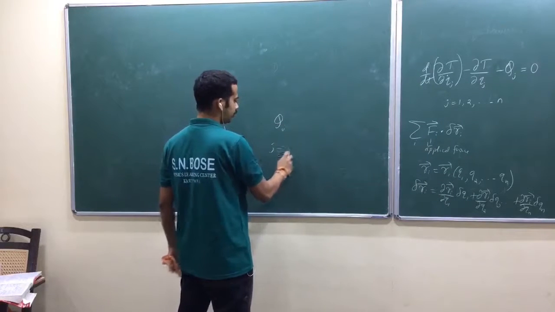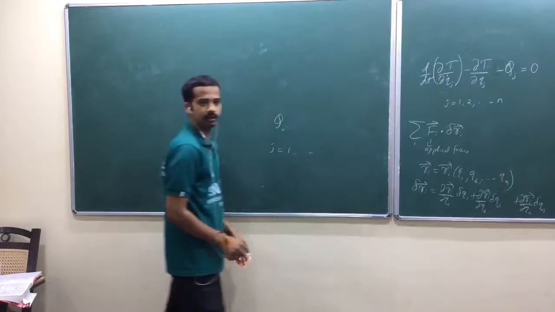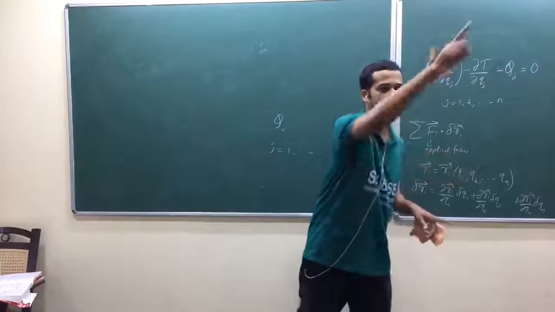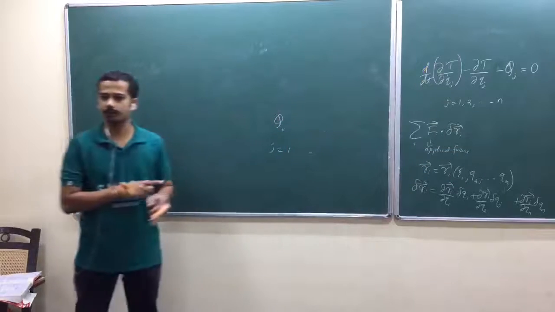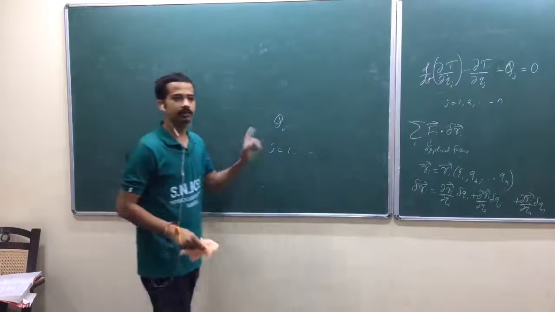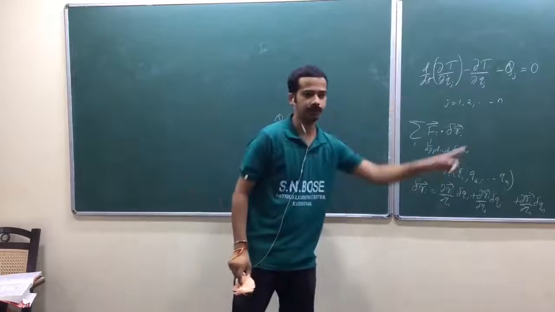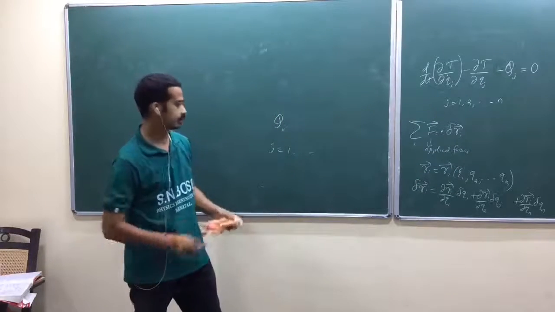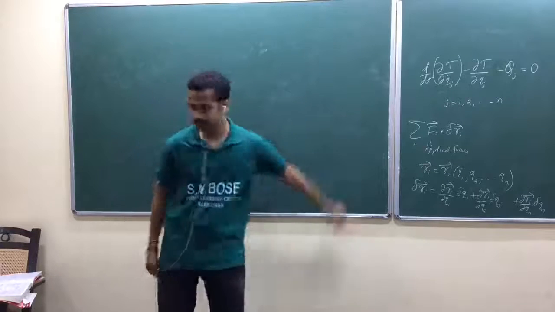J will run over all possible generalized coordinates, am I right? You can define a generalized force corresponding to the radial part, a generalized force corresponding to the theta part, and a generalized force corresponding to the phi part. Okay, we shall do those things later. Are you getting my point? That is the difference here, and we shall see what would happen.